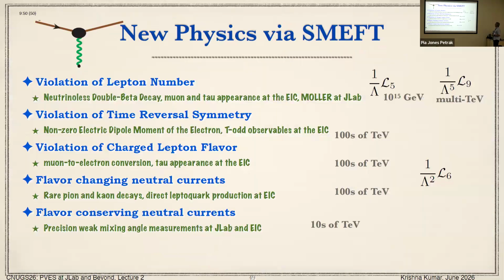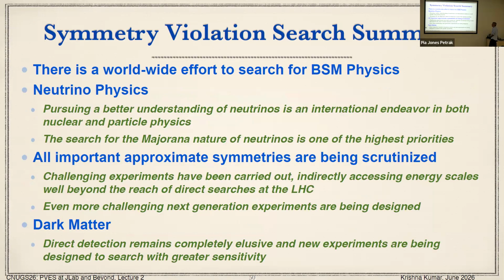Okay? All right, so I just want to summarize kind of the things I've talked about. Some of these things I've talked about, some of the things I'll talk about tomorrow, are higher dimensional operators that you're sensitive to. All of these are these 6-dimensional operators with different initial and final states. You're looking for all of them. So: violation of lepton number, violation of time reversal symmetry, violation of charged lepton flavor, flavor changing neutral currents, and then flavor conserving neutral currents. And that will be the focus of tomorrow. Okay? So that's the summary slide.